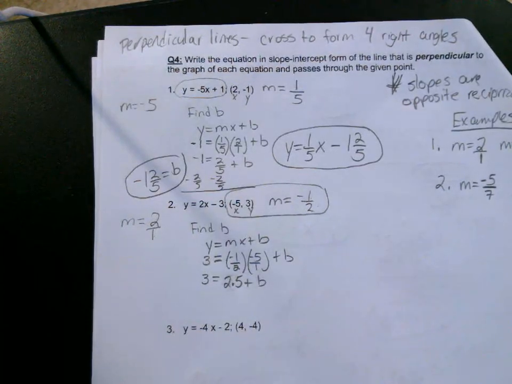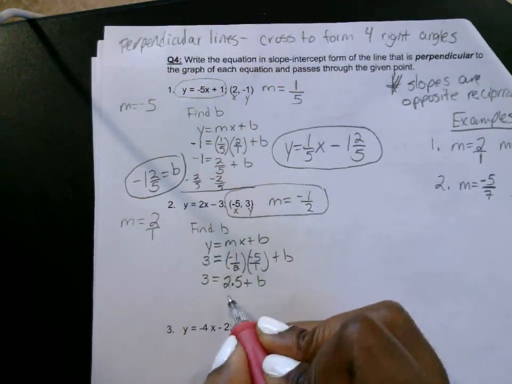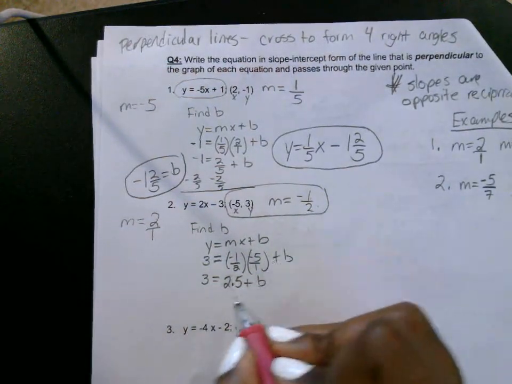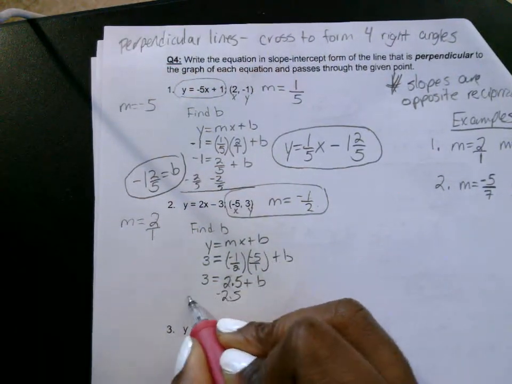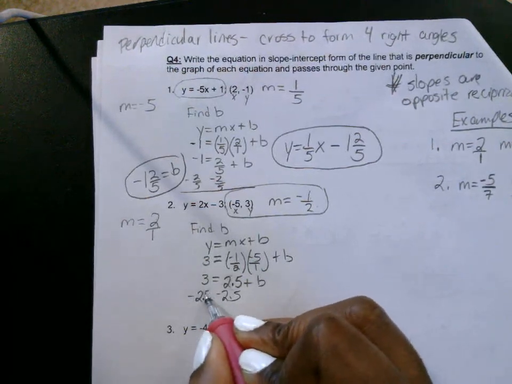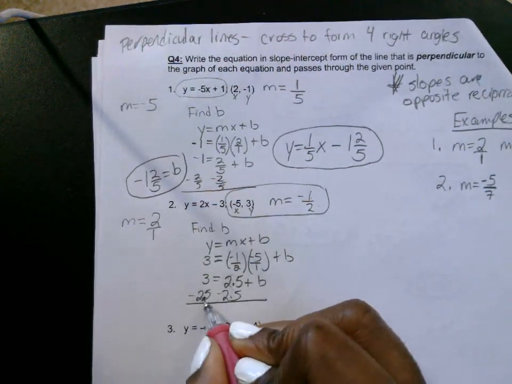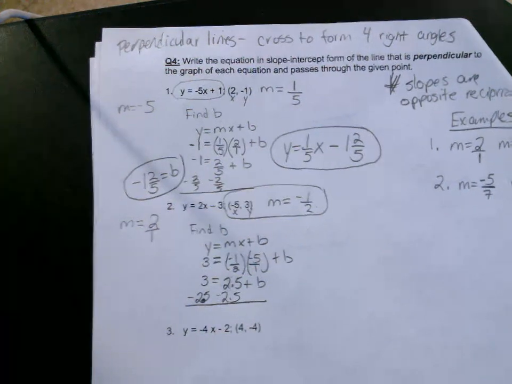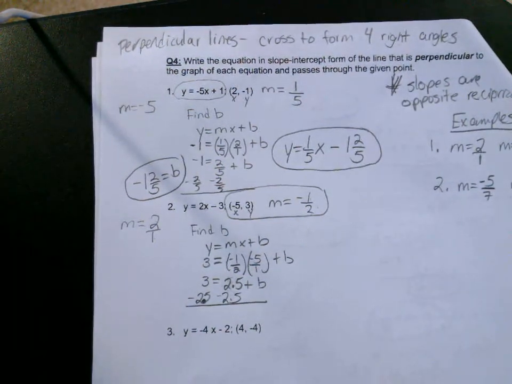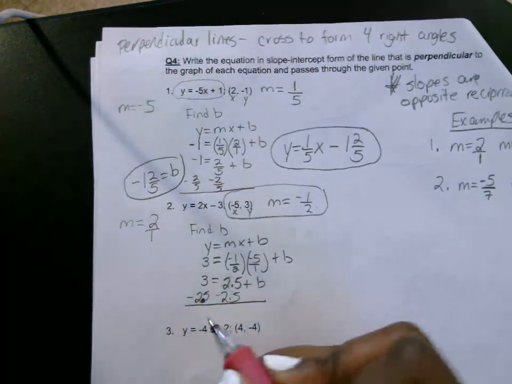Okay. So now how do I get b by itself? Subtract the 2.5. Subtract the fraction. If it's easier for you to keep it as a fraction, do what feels easiest for you. Look at your answer choices. If the answer is a fraction, keep it as a fraction. If the answer is a decimal, change it to a decimal. What is 3 minus the 2.5? 0.5 or a half.